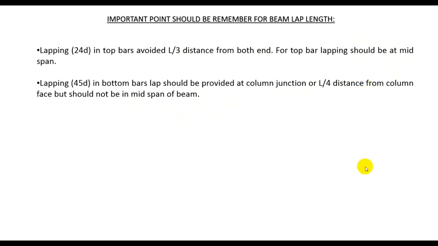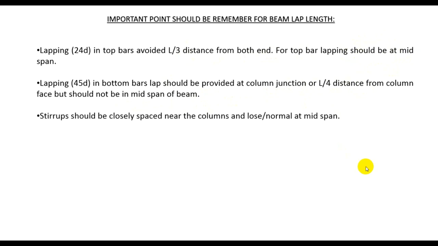Again, stirrups should be closely spaced near the column and loose or normal at mid span. We'll use the maximum number of stirrups near the column face, and normal or fewer at mid span. Lapping of bars should be provided alternately.